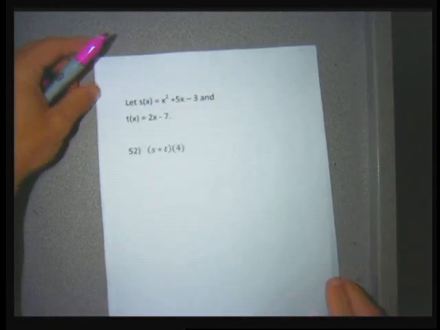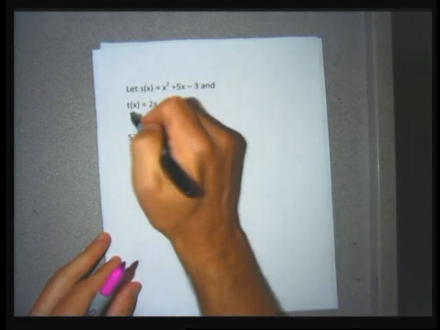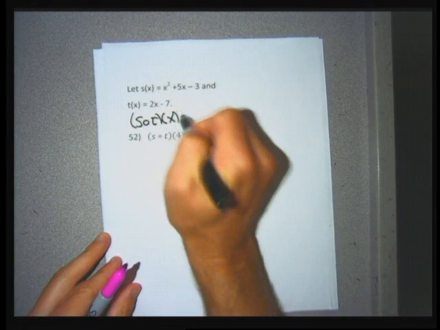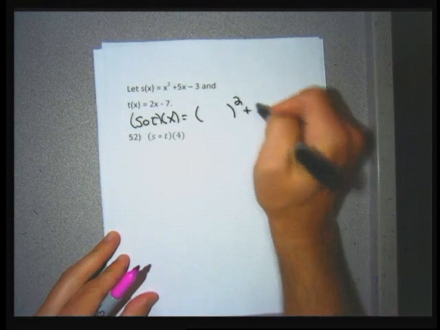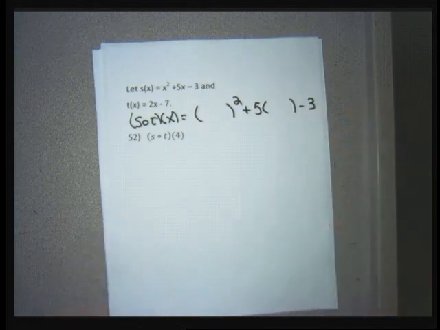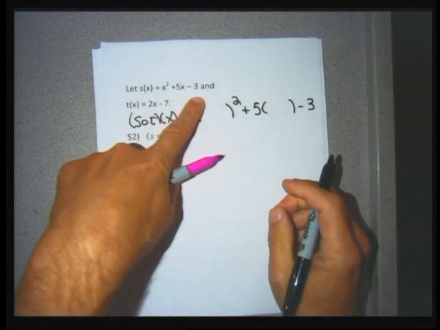Problem 52. Compositions are a little bit messier. To do s composed with t of 4, I need to know what s composed with t of x is. To do s composed with t of x, I write the s function without the x's. I leave a parentheses where the x was. So I'm writing that s, which is x squared plus 5x minus 3.